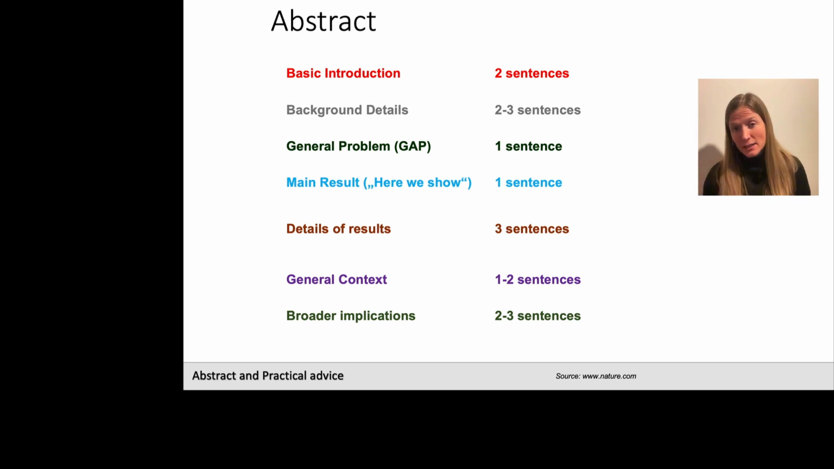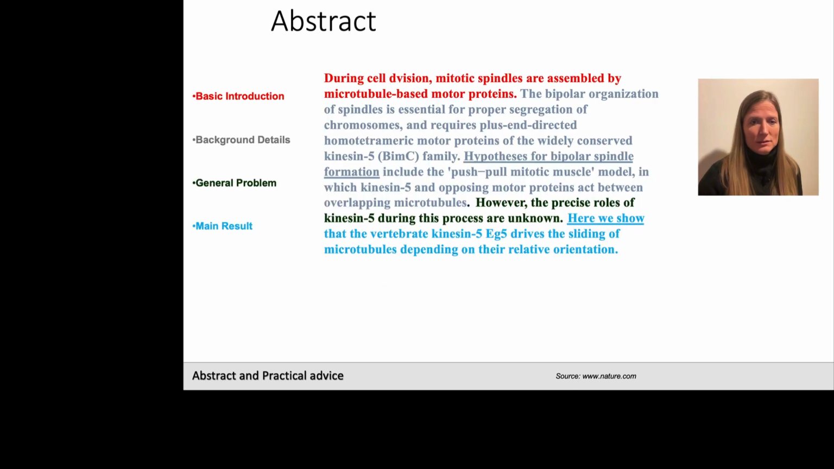Then, following from the gap of knowledge, you state the main result. Here we show. Then you provide a bit more detail, exactly what you found. Put this into a general context and draw some broader implications. Here's an example of one paper that Nature showed here.